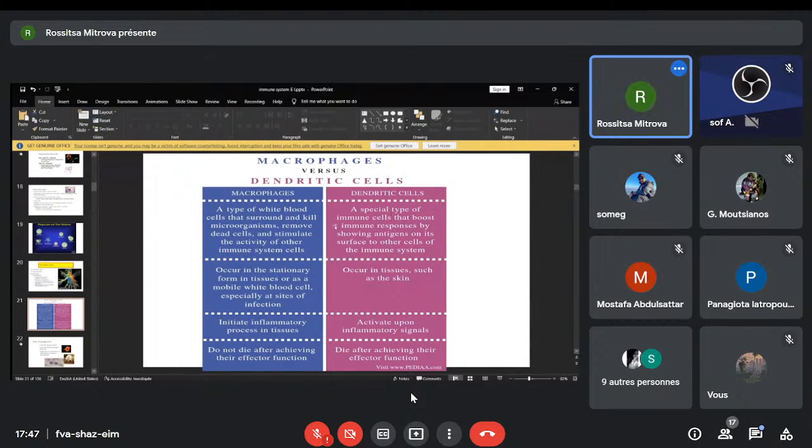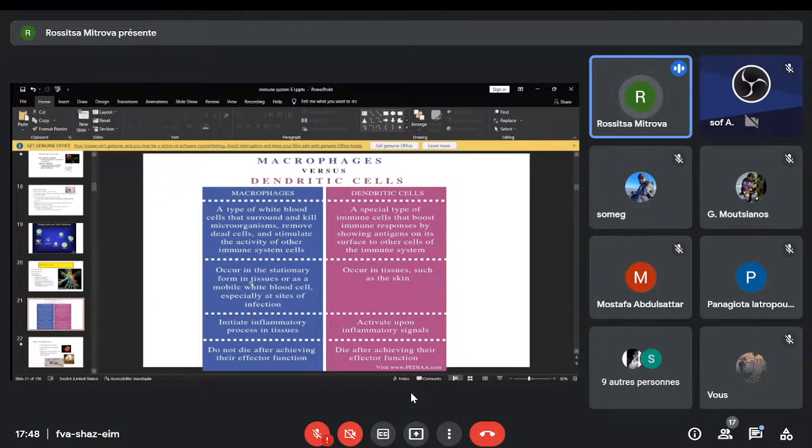The macrophages, you know already, are white blood cells that surround and kill microorganisms, remove dead cells, and stimulate the activity of all the other cells in the immune system. Dendritic cells are a special type of immune cell that boosts the immune response, showing antigens on their surface to other cells of the immune system. So this is the main difference. They show the antigens to the other cells.